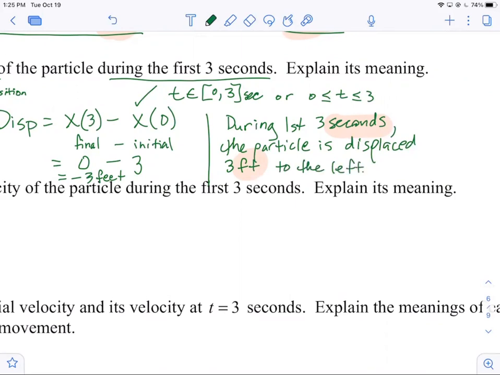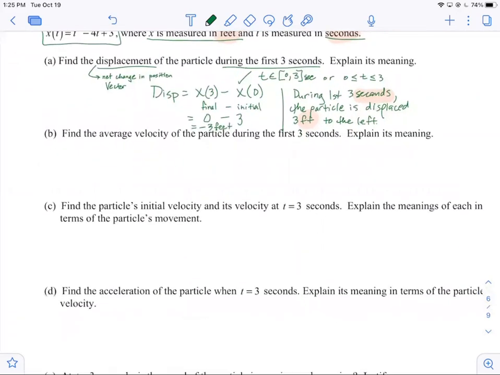There you go. Now, if you want to add something in the end, you could say to the left of its starting position, but that's implied, right? During the first 3 seconds, the particle is displaced 3 feet to the left. Got it? Yeah. All right. Now, does that mean that it only traveled 3 feet during that time? Not necessarily. Very good. Not necessarily. All right. So that's not even calculus.